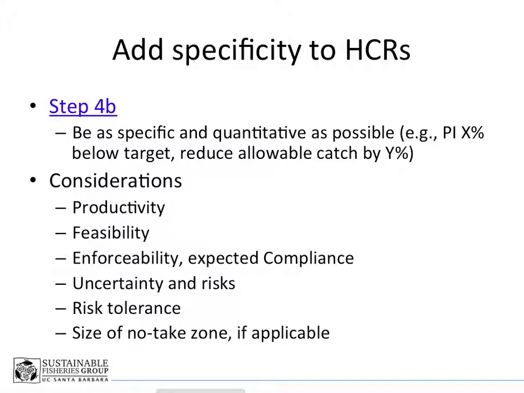What are the feasibility, enforceability, and expected compliance of a certain harvest control rule? It's really important to think about doing something that will not only help the fishery, but is something that fishers will comply with. It's also really important to think about uncertainty and risk tolerance for the stakeholders and management involved in the fishery. And also whether there's a no-take zone and how big that no-take zone is. Often a no-take zone can act as a buffer against uncertainty.